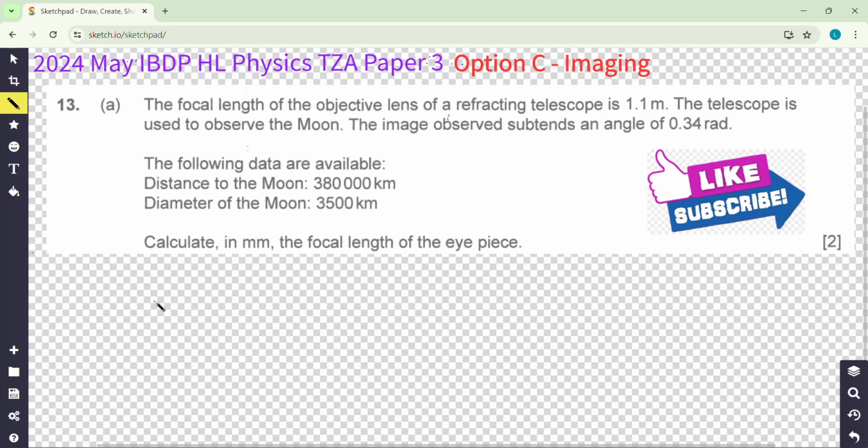Paper 3, option C, imaging. Question 13. The question is about a reflecting telescope. A lot of data. Remember the skill: mark the variable beside the data. It helps you to know which equation to use.